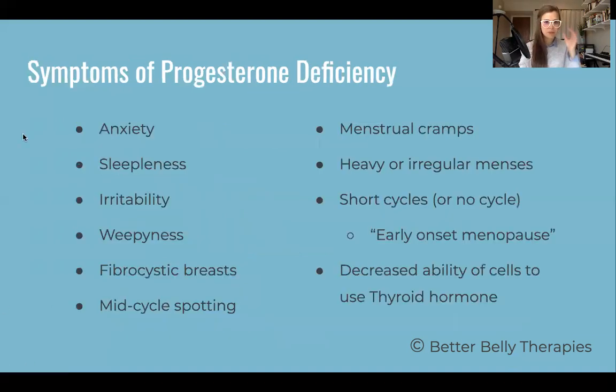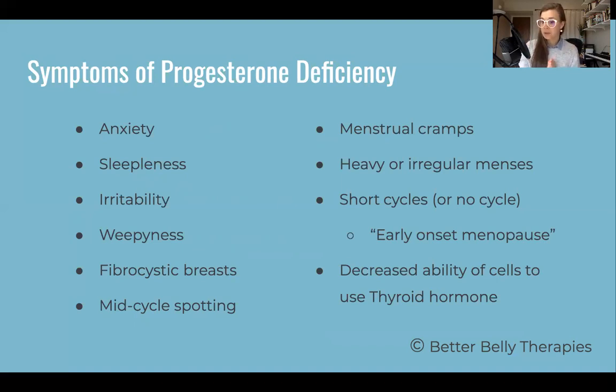And then symptoms of progesterone deficiency, which is the second most common thing we see in here, and might be something you'll see, is anxiety, sleeplessness, irritability, weepiness, fibrocystic breasts, mid-cycle spotting, menstrual cramps, heavy or irregular menses or cycle, short cycles or no cycle, which is like early onset menopause.